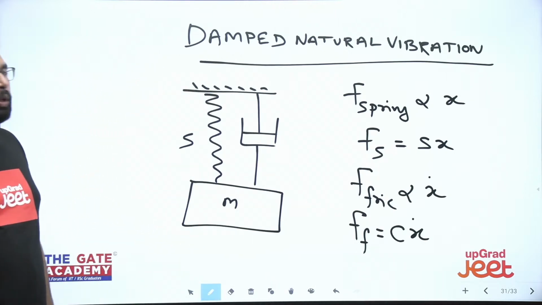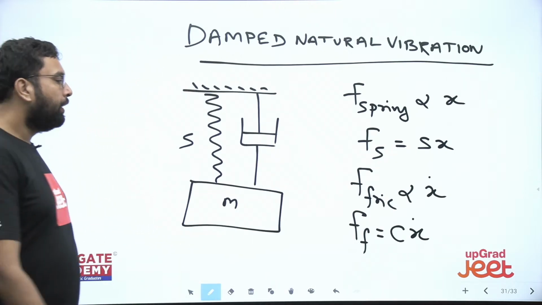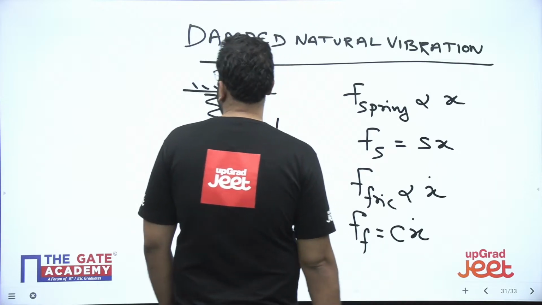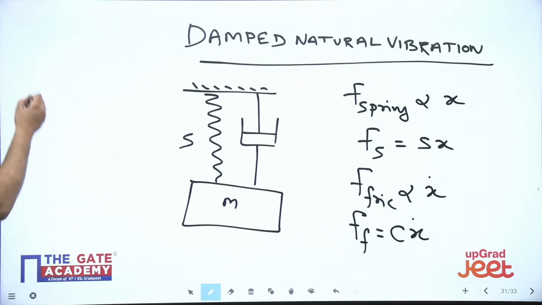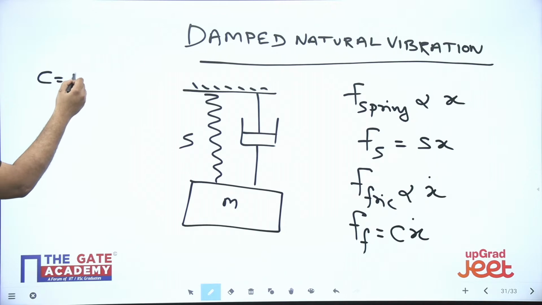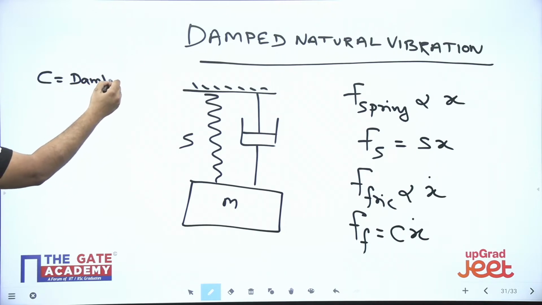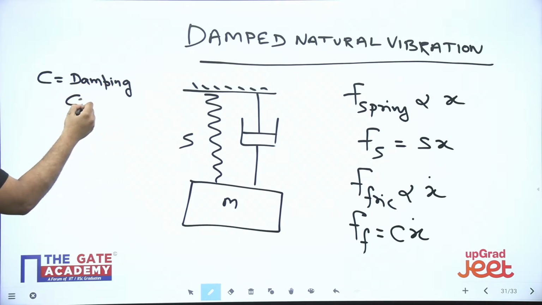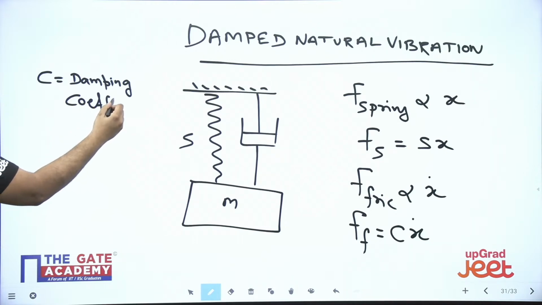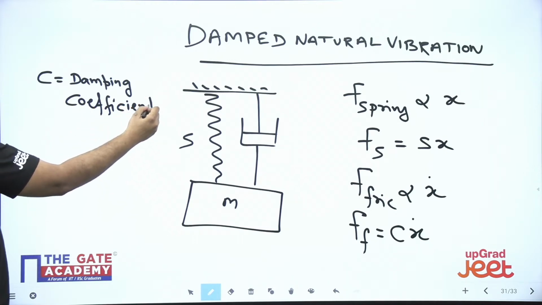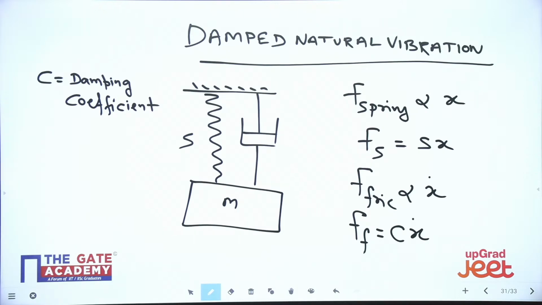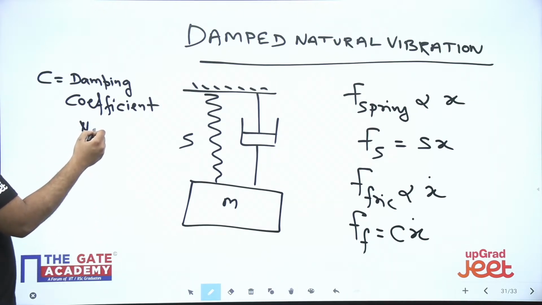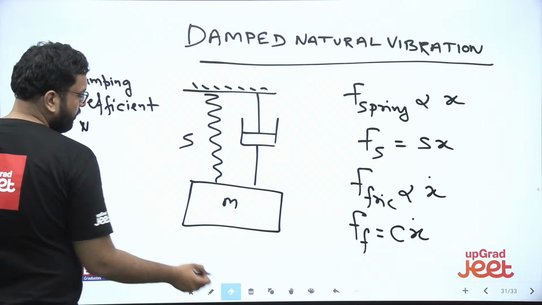So what will be the unit of C, and what will we call this C? This C is the damping coefficient. What is the C? This is the damping coefficient. And what will be the unit of it?